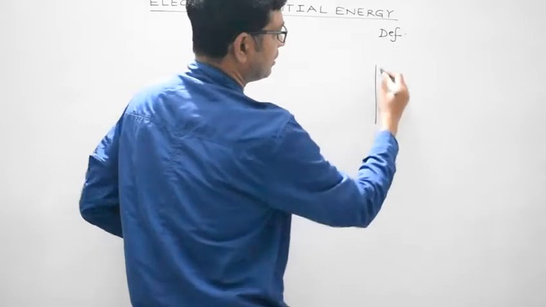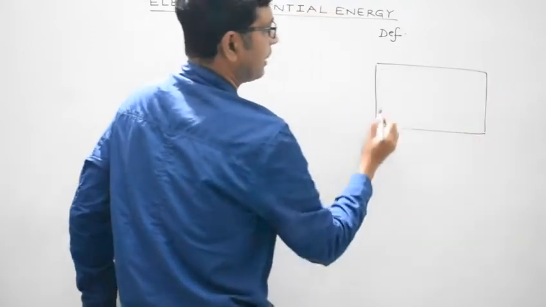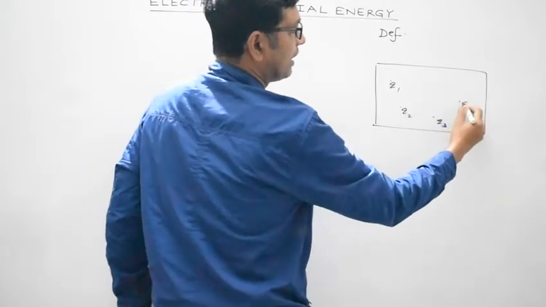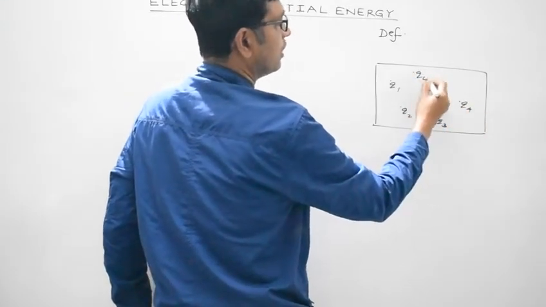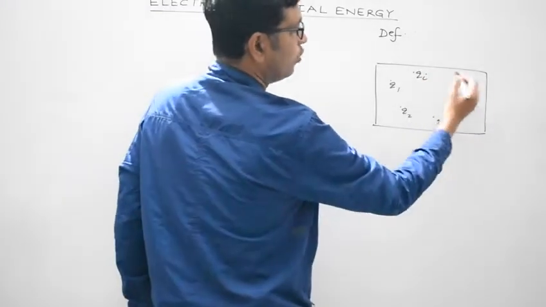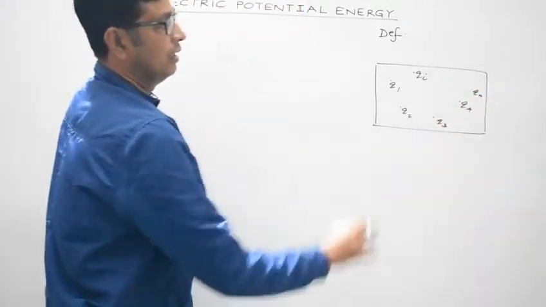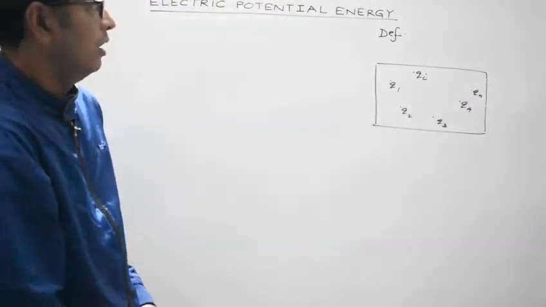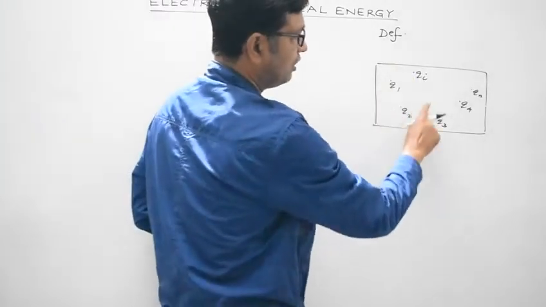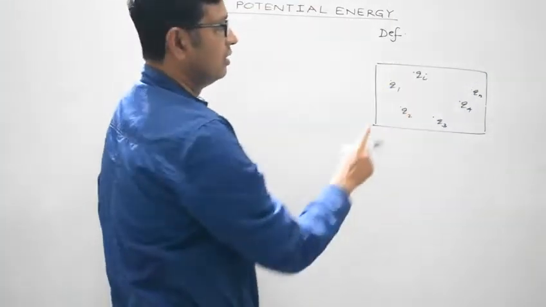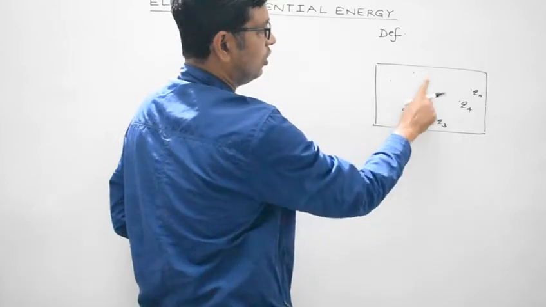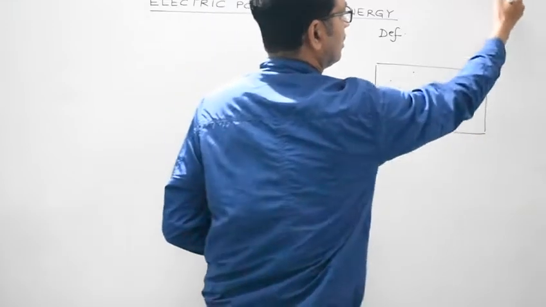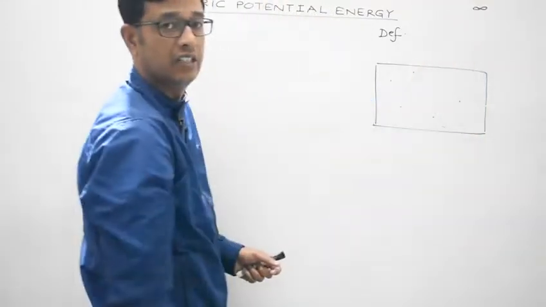Let us consider a system comprising point and static charges. This is Q1, Q2, Q3, Q4, Qi and Qn. These are the charges which constitute this system. Now, initially we'll consider all these charges to be located at infinity. All these charges are assumed to be located at infinity.